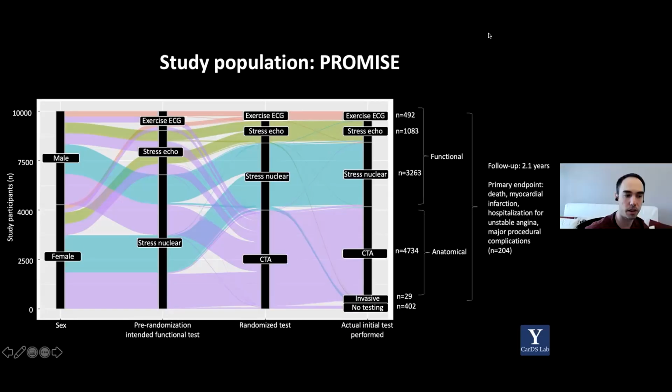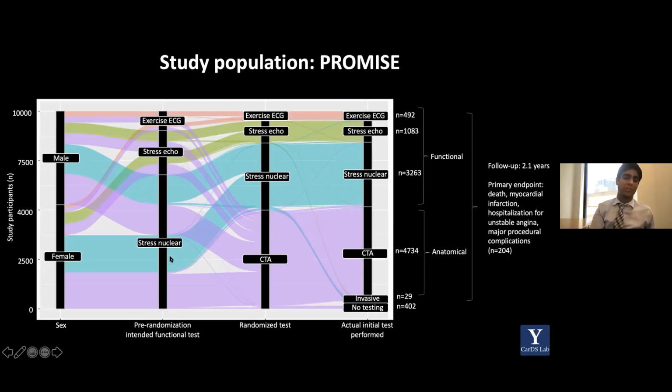How did they figure out what the intended test was pre-randomization? I'm not familiar with that. We just asked them essentially, hey, which test do you want to give them? So this was a pre-randomization questionnaire: what test do you intend to do with the patient? And they said, oh, I want to do a stress nuclear. They would just mark that down.